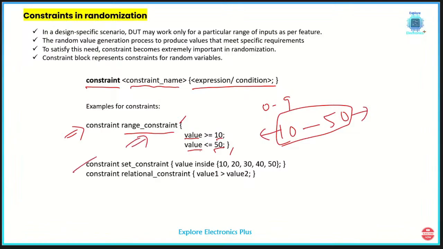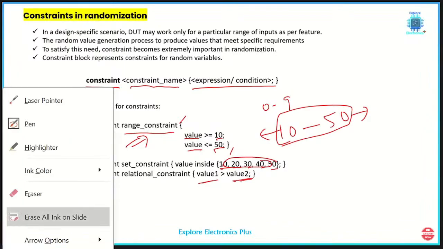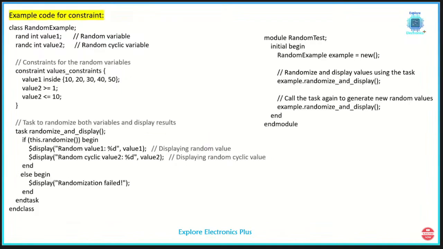Similarly, set a constraint value inside 10, 20, 30, 40, 50. Only use these values and do the randomization. Then value 1 should always be greater than value 2 when you are going to randomize. This is what constraints in randomization are. You can see the example.